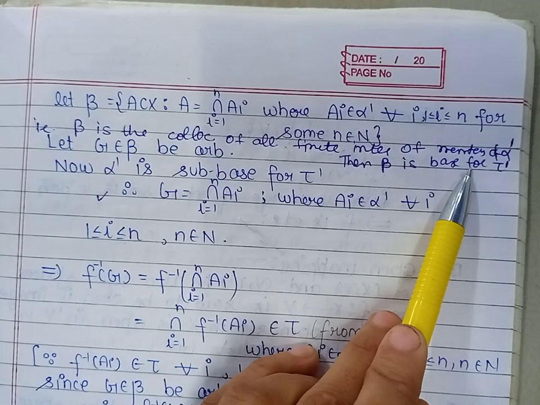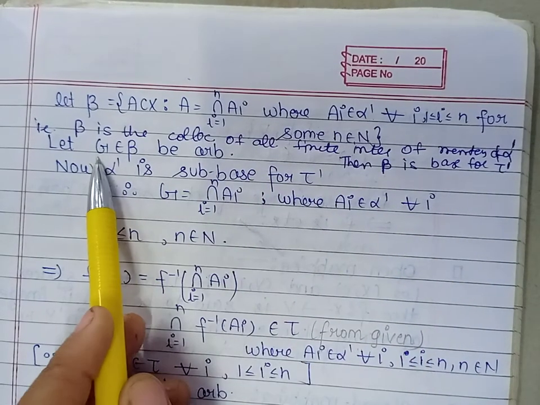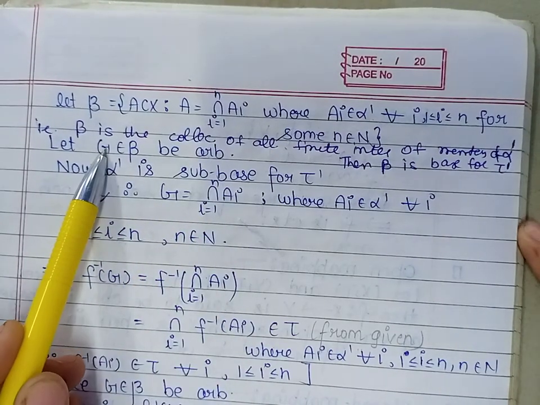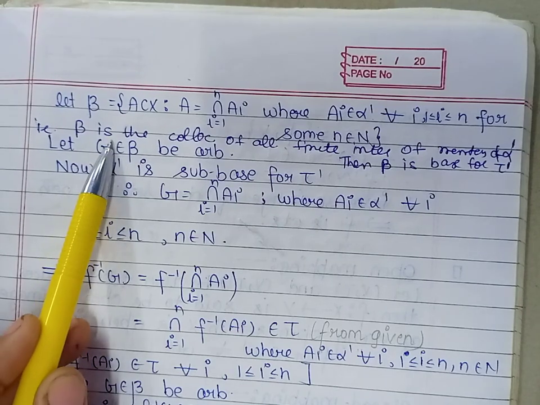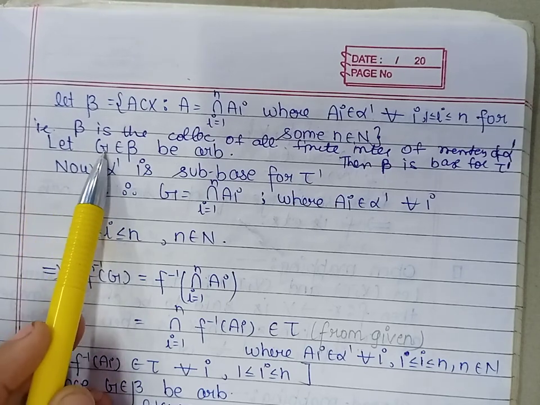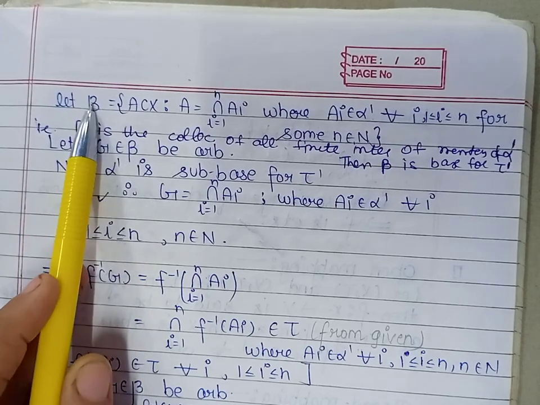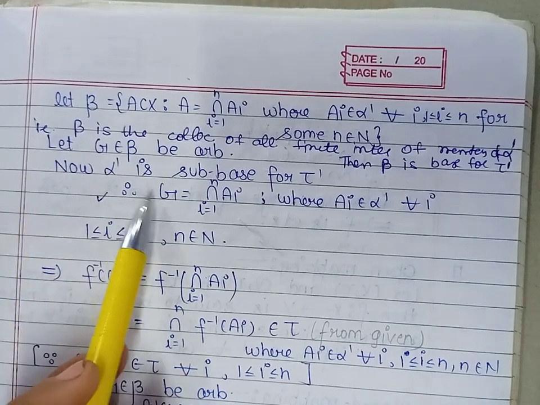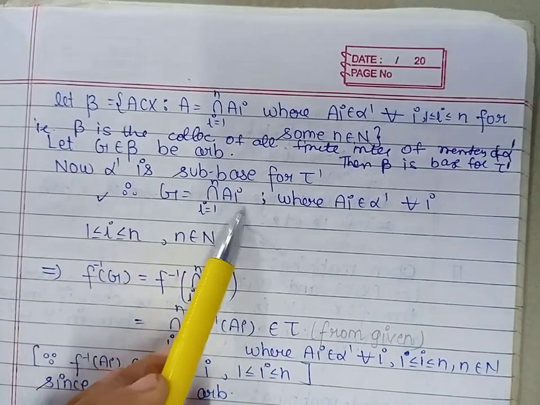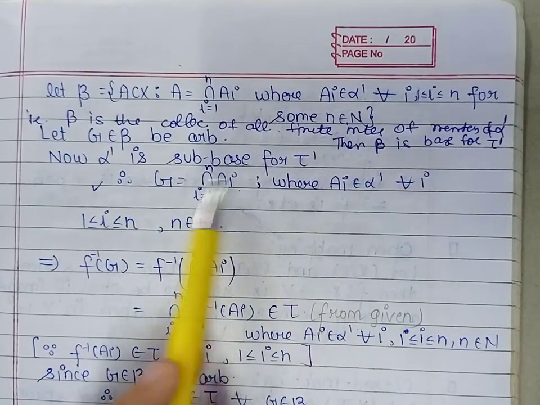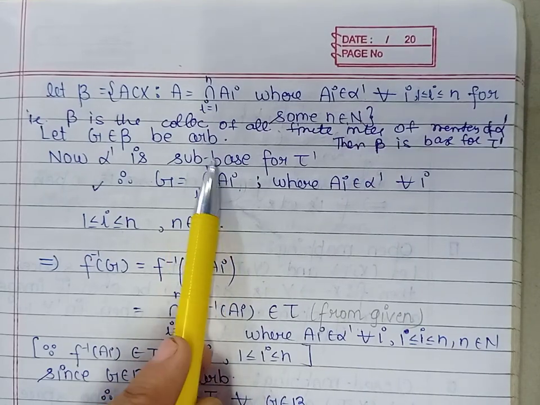Now to prove that the function is continuous, let us take a member G from this base. This is an arbitrary member, and we are to prove that its inverse image under f belongs to topology tau. Now because G belongs to beta, and by definition the members of beta are the finite intersections of members of alpha dash, G can be written as the intersection of A i, and these A i belong to subbase, and these intersections are finite intersections.